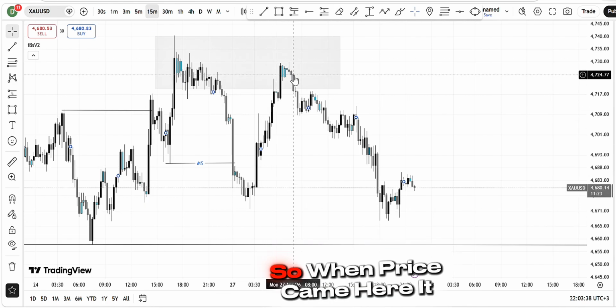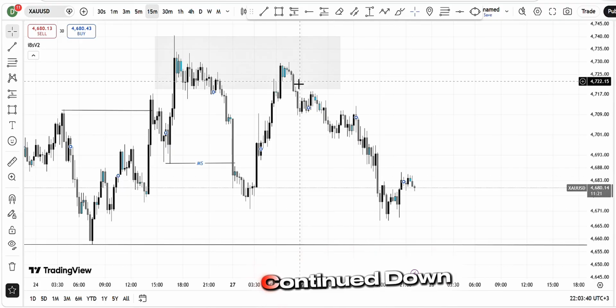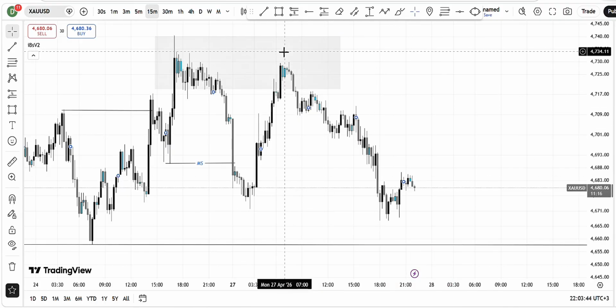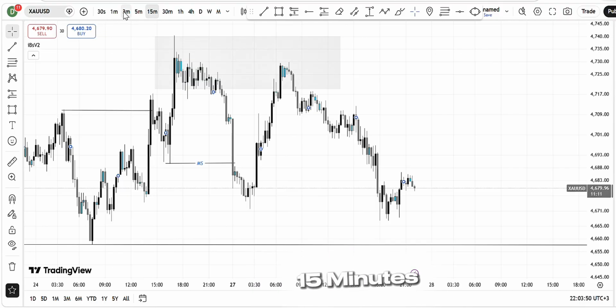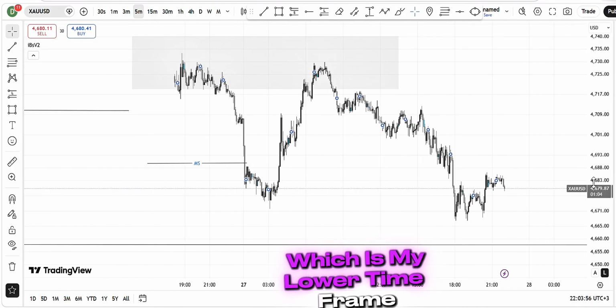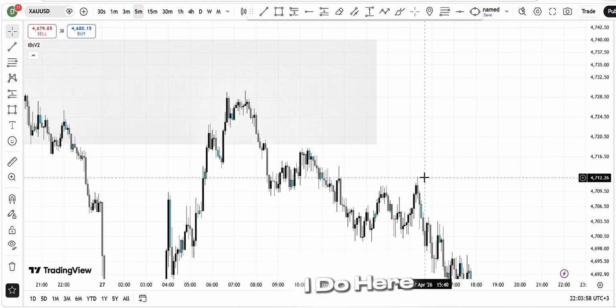Then when price came here, it continued down. So this is where I will be looking for my sells. Only when the price taps into my zones, into my point of interest, is where I drop down to the 15 minutes, to the 5 minutes, or to the 1 minute, which is my lower time frame. So what do I do here?